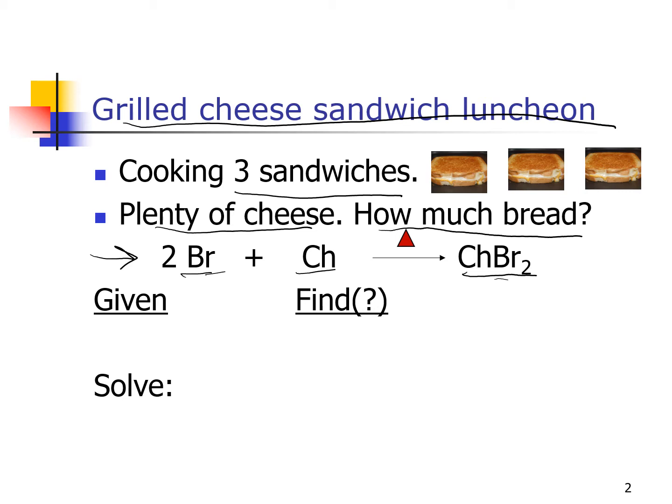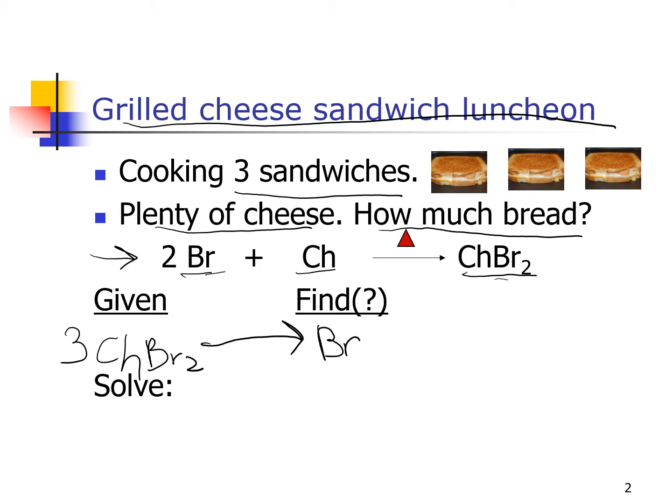So whenever we're solving word problems, we start with what we're given. So we're given 3 sandwiches, which is 3 CHBr2s. I am trying to find how much bread. My bread is BR. Now I can use my balanced equation to show me the relationship of how I can convert from CHBr2 to BR.